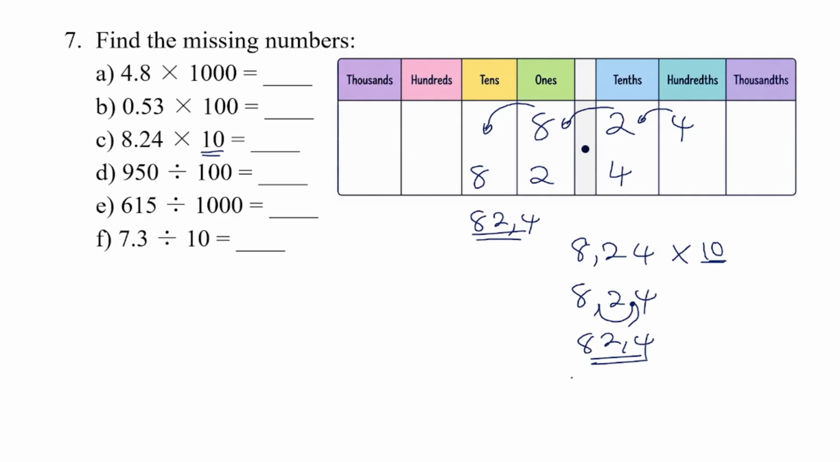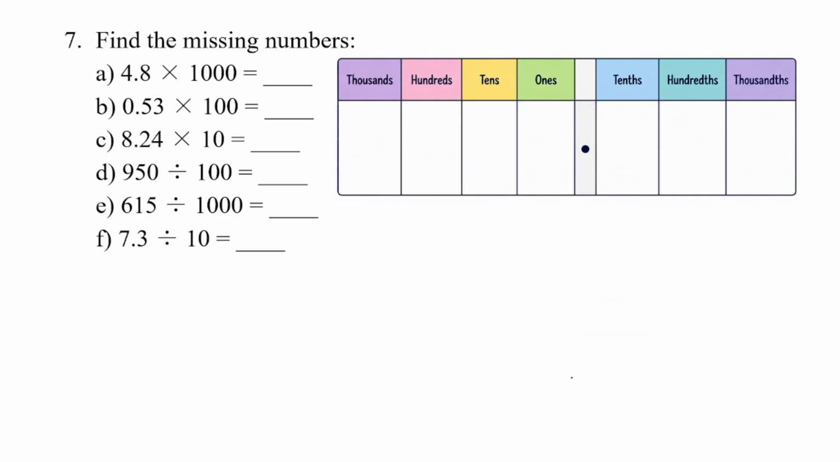Right, let's look at division now. When you're dividing a number, what is happening to it? Does it become bigger or smaller? It becomes smaller. If you're using the method of moving the number, then the number must move to the right. We have 950 divided by 100. So it means the number must move 2 places.